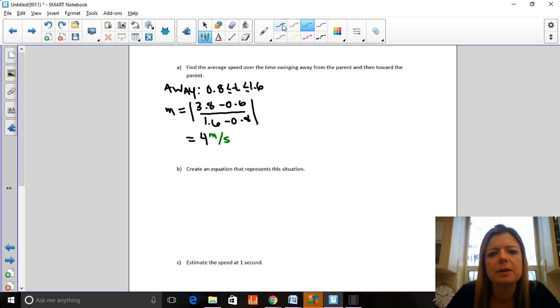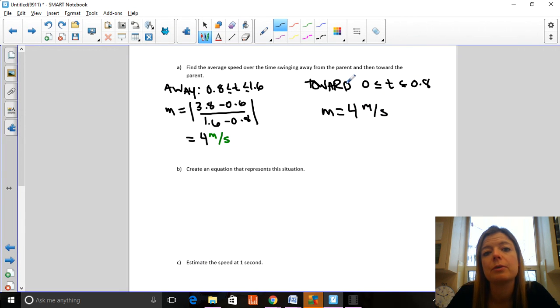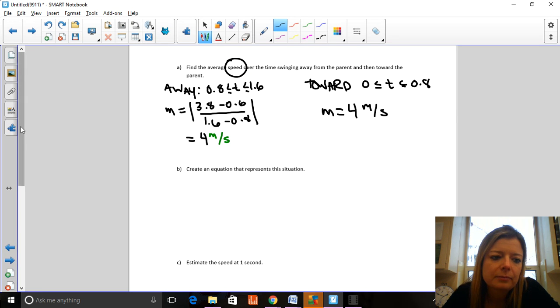Okay, now toward the parent, we could look between 0 and 0.8 seconds. So you do the same process here, and you will also get 4 meters per second when you do the absolute value, okay? So remember, if it asks for speed, speed is always positive. Velocity would be negative or positive. So the negative just means the direction, and the number means the speed.